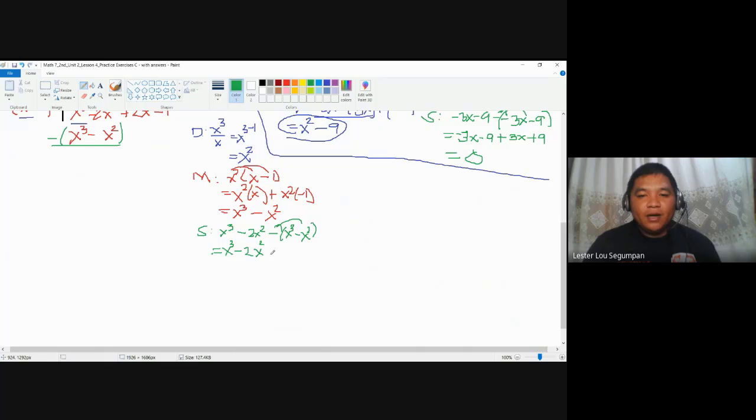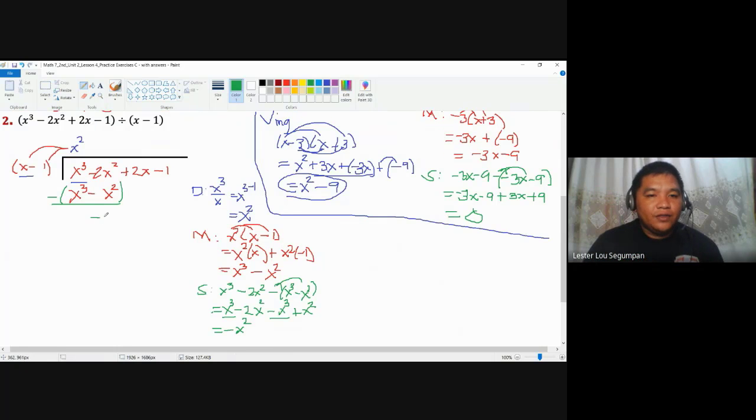So we have here positive times negative is negative x cubed. Negative times negative will become positive x squared. So x cubed minus x cubed, this will be 0. Negative 2 plus 1 will become negative 1 x squared, which is simply negative x squared. That will do. This is your first difference here. That's the first cycle. The next cycle will follow after you bring down the next term to x.